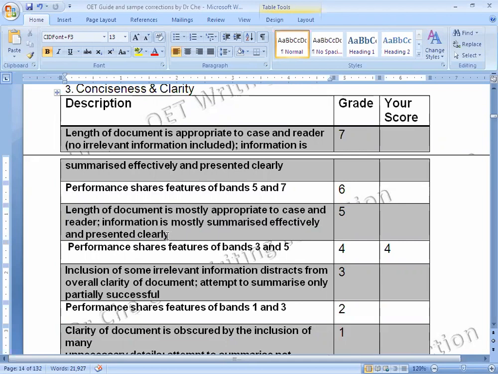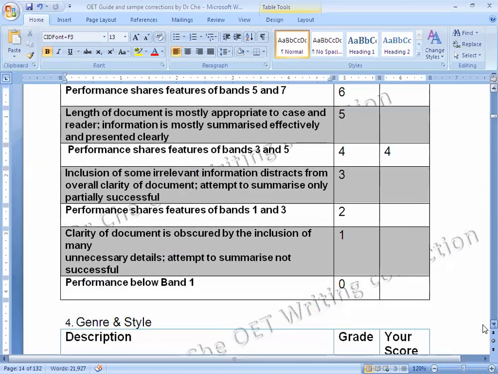And if you include irrelevant information in your letter and this information distracts the reader from the overall clarity of your document, you are just trying to summarize, but it is not good. It is partially successful. Then you will get 3 or 4 marks. You will not get 5. If you don't get 5, you will not get a B grade. So you should summarize effectively. You should present information clearly.